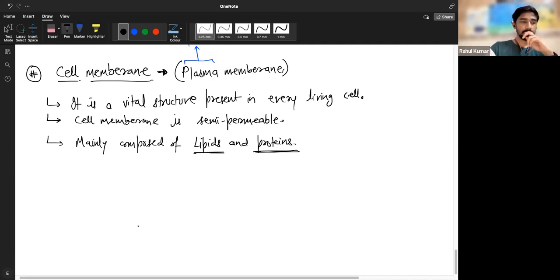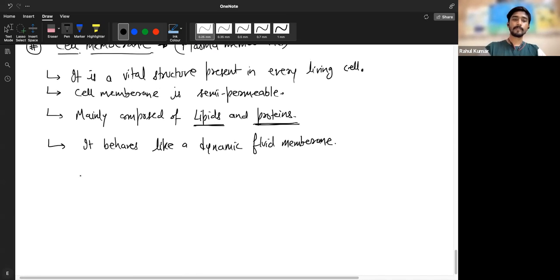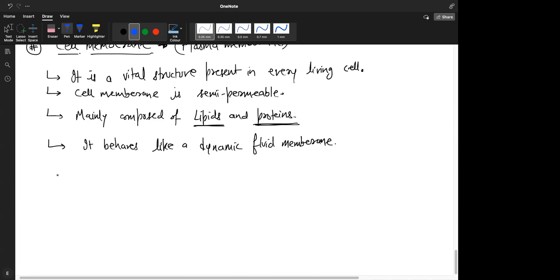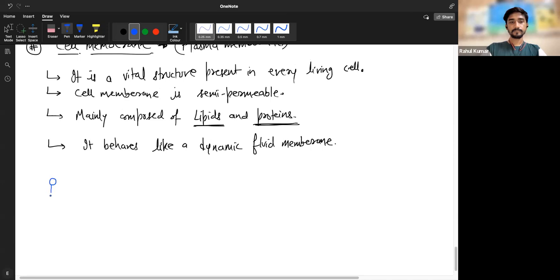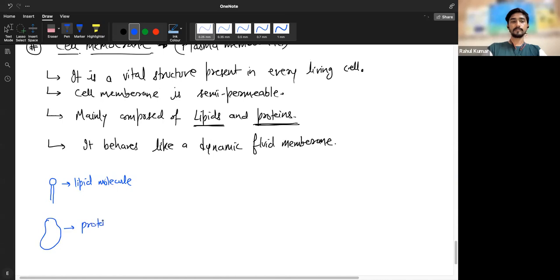And write down, it behaves like a dynamic fluid membrane. It can break and again form up. Do you understand? Yes. Now this is a lipid molecule. Lipids and fats are the same, I'll tell you. And this will be protein, let's say. Now we will try to make a plasma membrane.